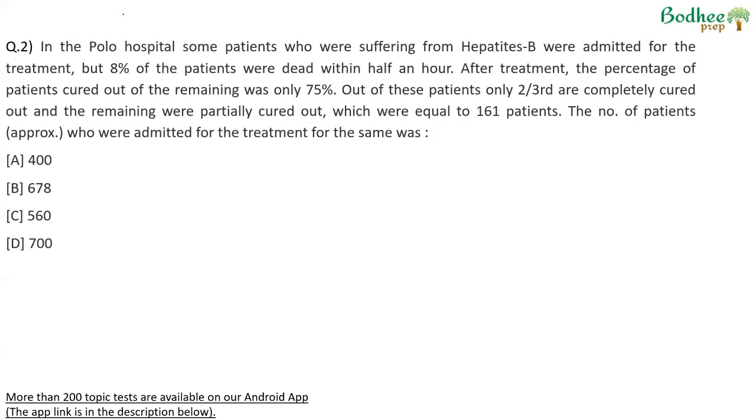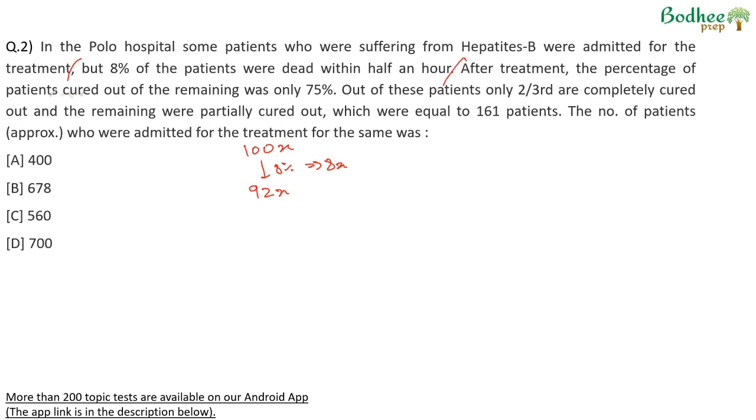In the Polo hospital, some patients were suffering from hepatitis B and admitted for treatment. 8% of the patients were dead within half an hour. So suppose 100x patients were admitted, 8% of this, that is 8x, were dead within half an hour. Therefore, 92x remain, 100x minus 8x.